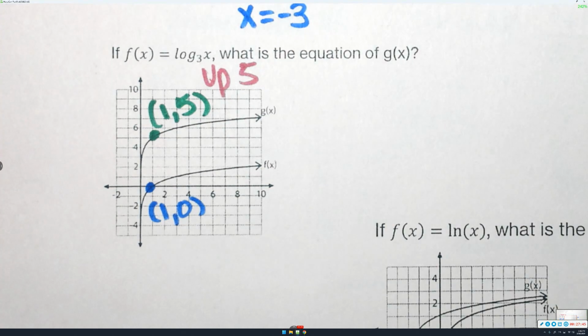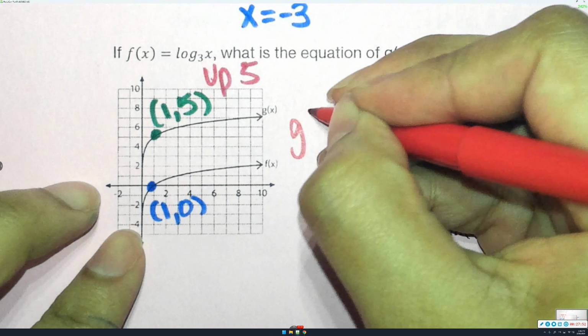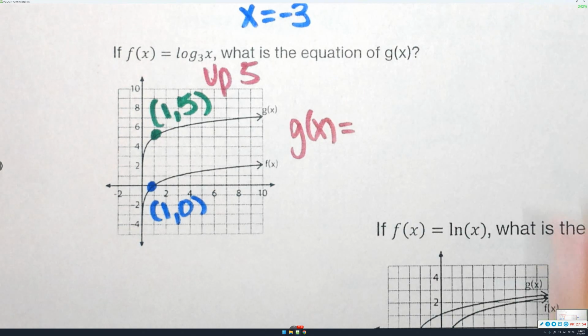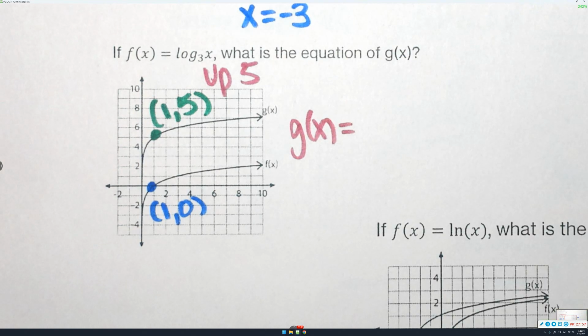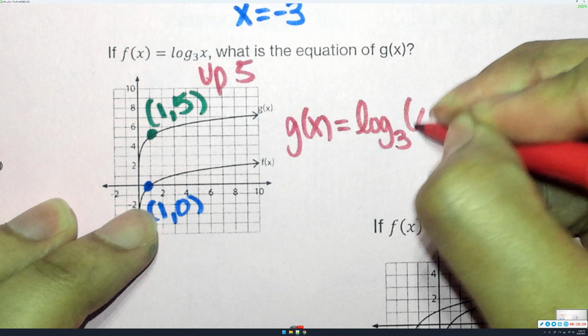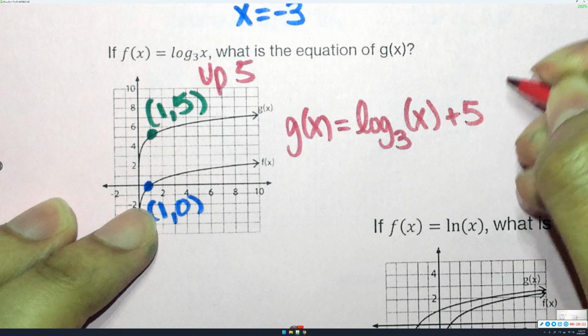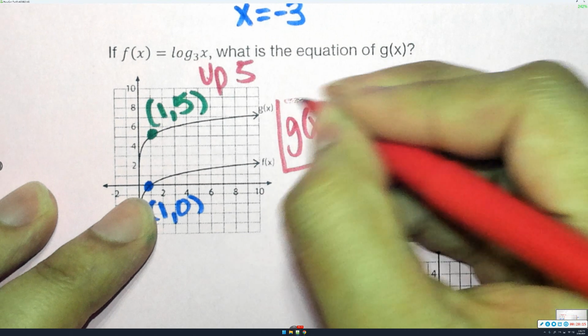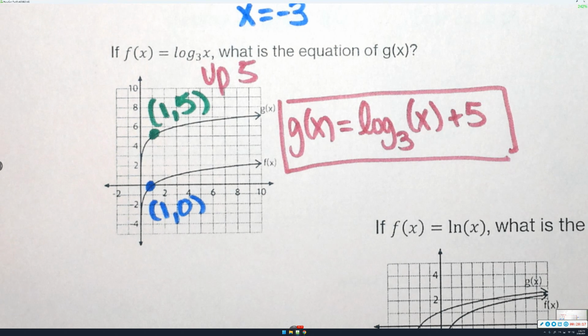So now, when they ask you, what's the equation of this, this is going to be a multiple choice, guys. G of x equals, now keep this in mind, guys. This is a vertical shift going up by 5 units. So should it be inside the parentheses or outside the parentheses? Outside, right? So we have log base 3 of x, plus 5. There we go. That's our solution. Go ahead and box it in.